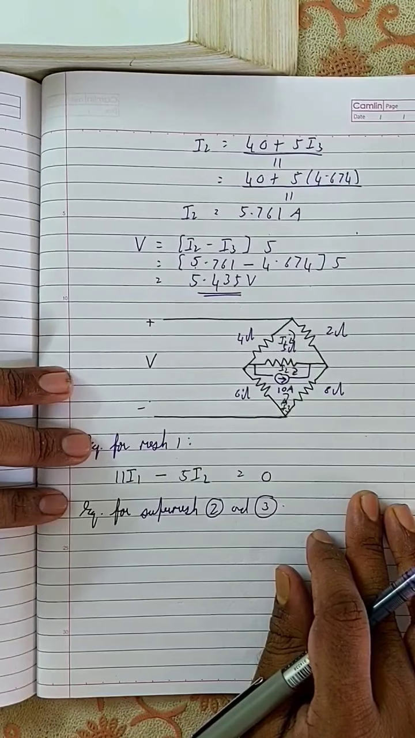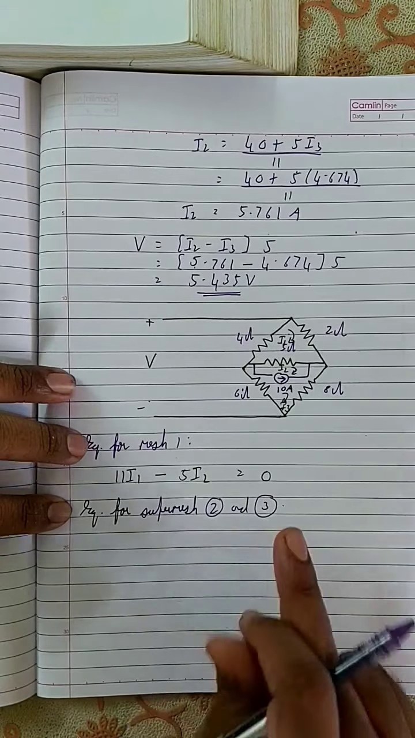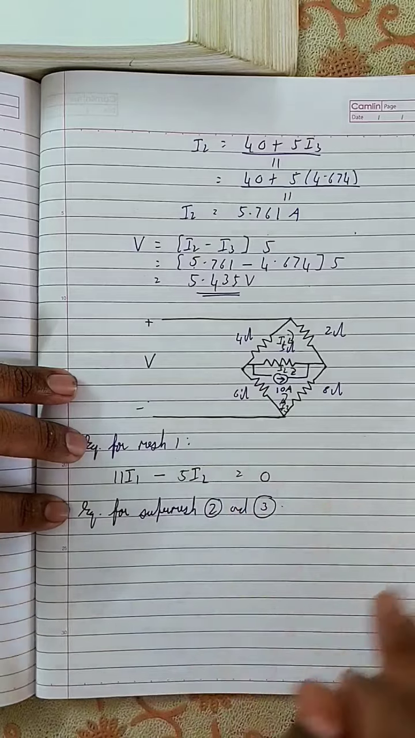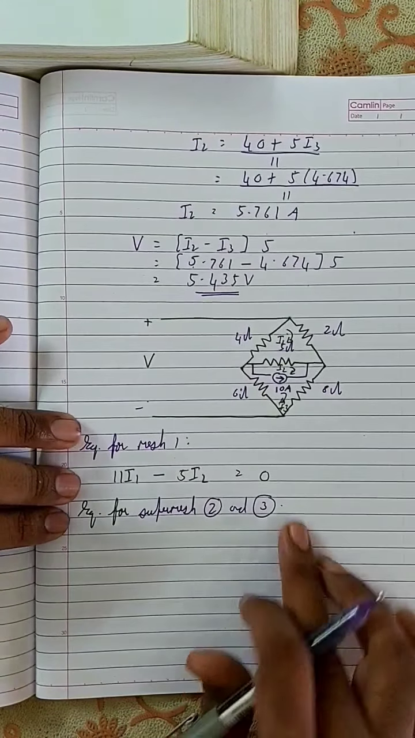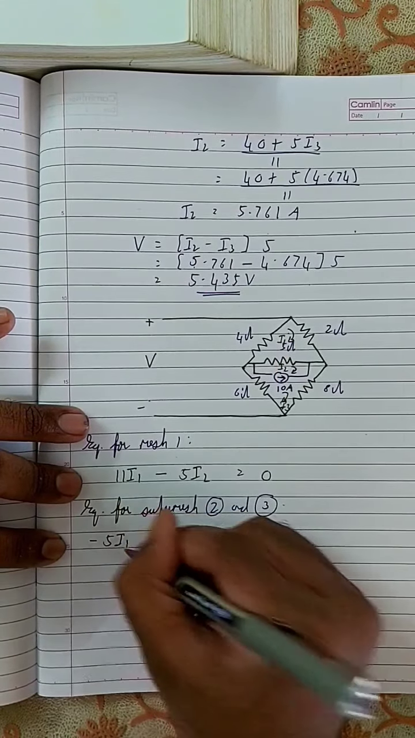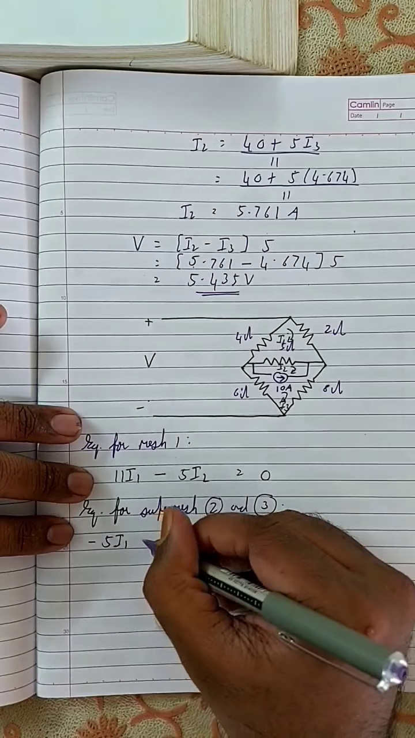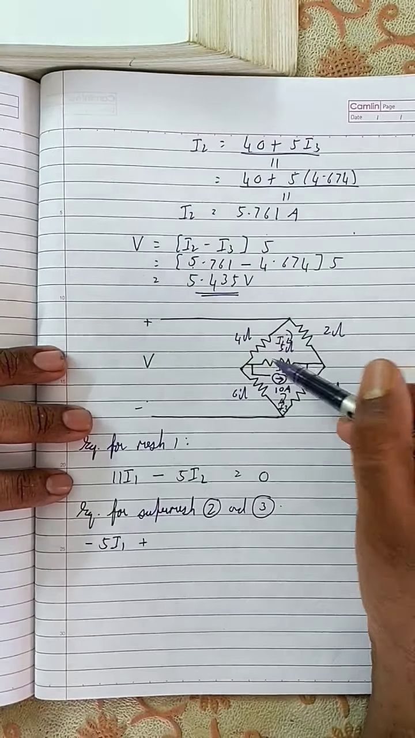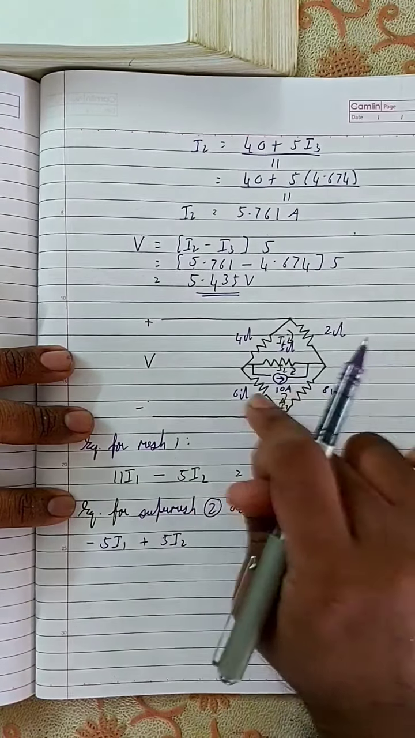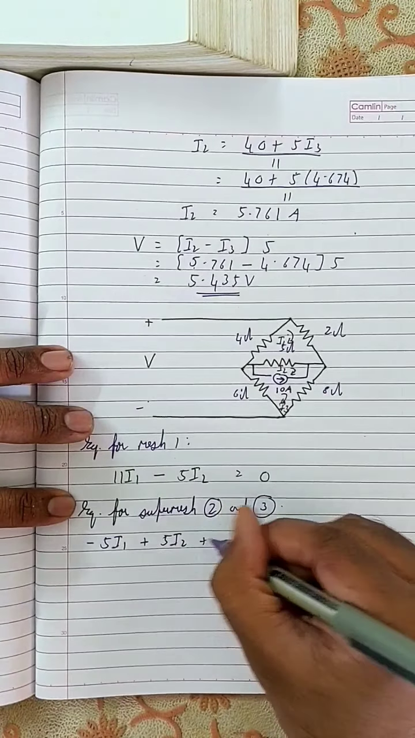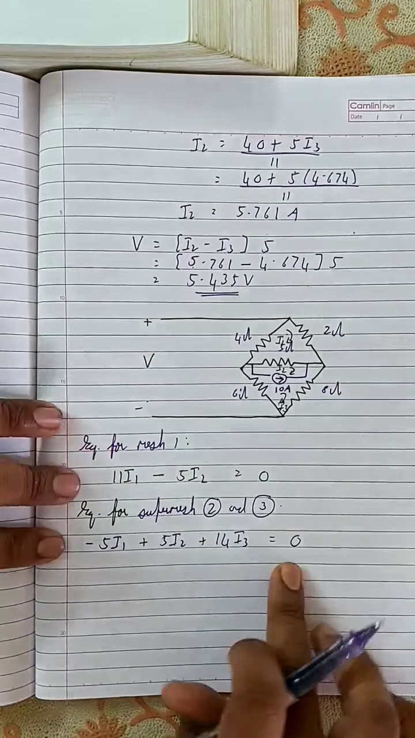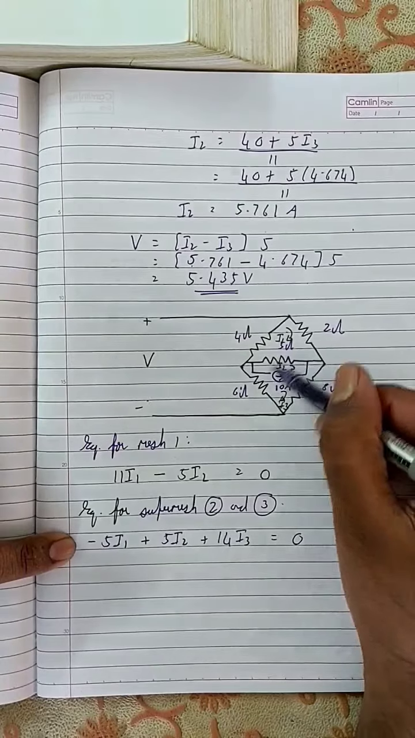So there are 2 equations. If you are writing the equation for the super mesh, I2 and I3 are positive and the remaining current, only I1, is negative. I1 is touching only this resistor, so it is minus 5I1. I2 is touching only this resistor, so it is plus 5I2, and I3 is touching these 2 resistors, 6 plus 8 is 14, so plus 14I3. There is no current source, so it is equal to 0. This is the equation for the super mesh.